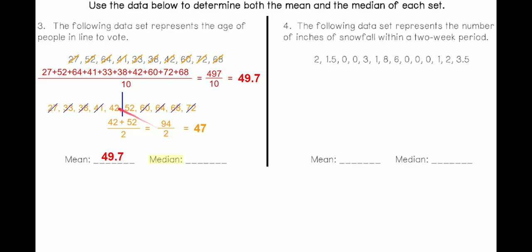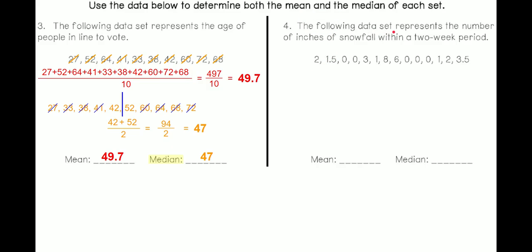You want to ask yourself, does this answer make sense? Is 47 between 42 and 52? Oh, yes, it is. So that's a reasonable answer. The reason we want to check before we write these down is sometimes people forget to divide by 2, and they just write down 94. No, 94 is not the median. And they don't even think, oh, wait a minute, 94 definitely is not between 42 and 52. So you want to make sure you do those little checks as you're working through these problems.